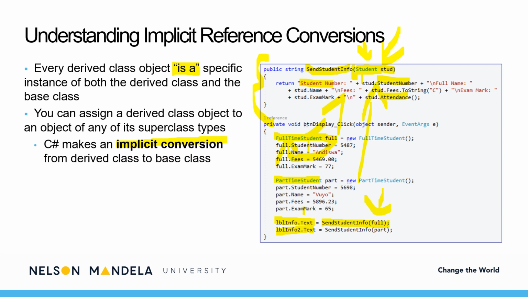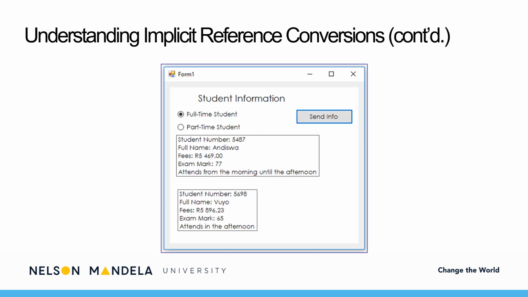Why are we able to pass that? It's because here we are required to pass a type student. A full-time student is also a type student, therefore we can pass that over here. Then in the second label, we use the same method, send student info. What do we pass? We pass the part-time student, because they require anything that is of type student, so we pass part. And then here is where we display, by clicking the send info button, and that works for our two buttons.